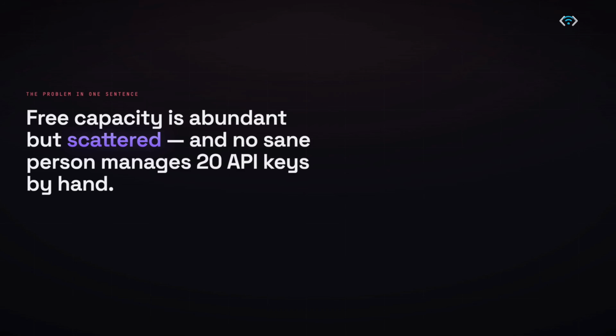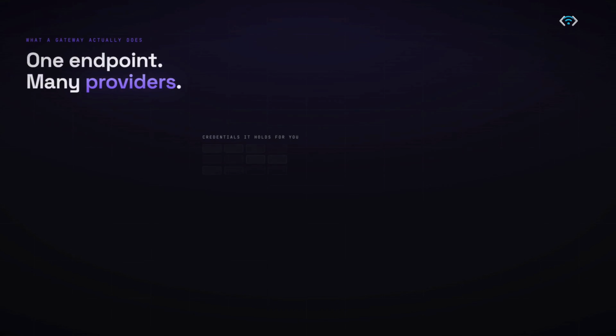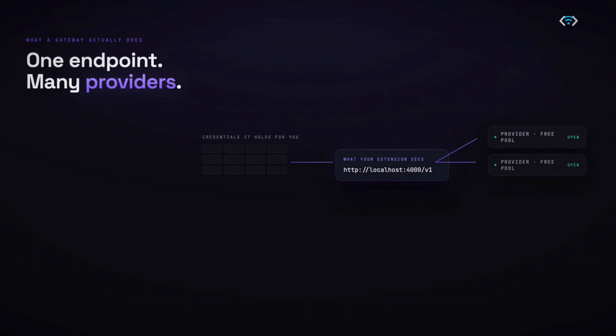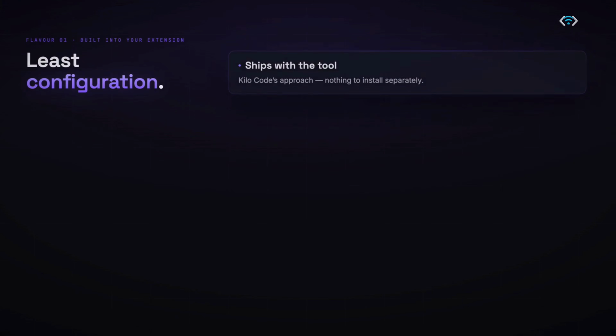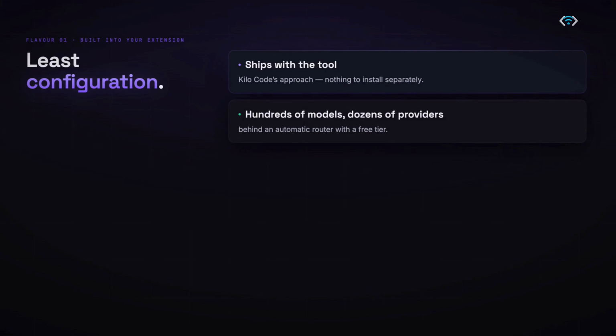Layer 3, the gateway. 1 key, 75 plus models. Here's the problem in one sentence. Free capacity is abundant, but scattered, and no sane person manages 20 API keys by hand. A gateway fixes that. It presents a single endpoint to your extension, and behind that endpoint, it holds credentials for many providers and routes each request to the right one.